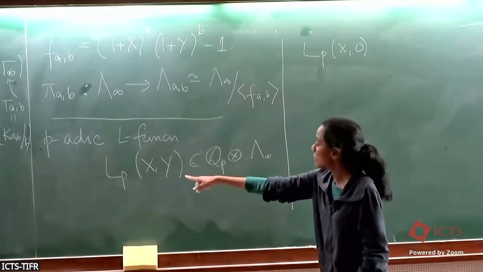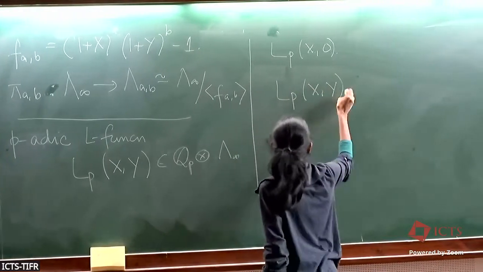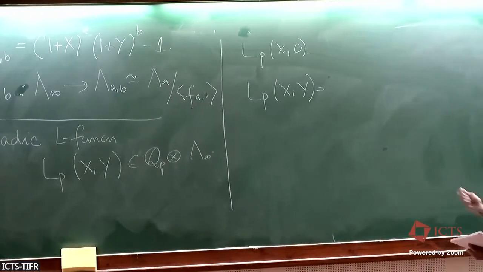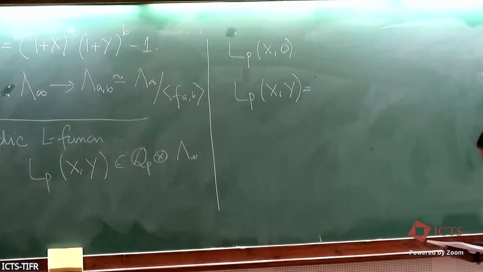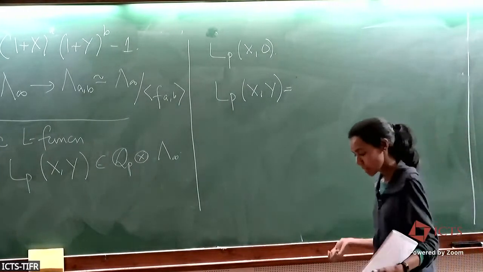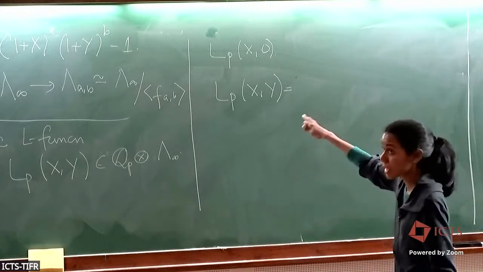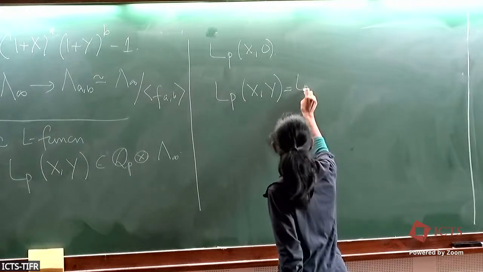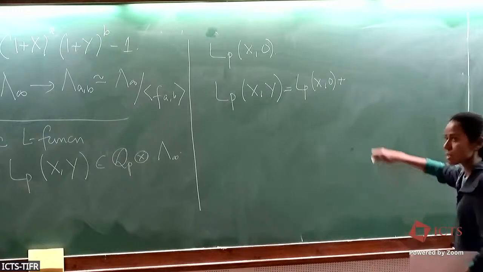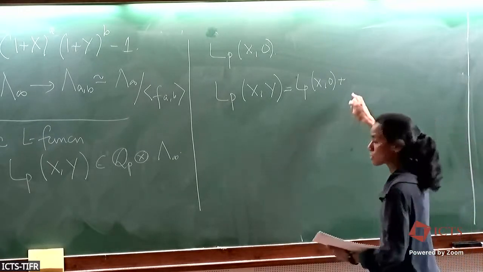So what I can do is write this p-adic L function in a new way. I'm just going to expand this as a power series in my variable y with coefficients in Q_p tensor Lambda anticyclotomic. So what am I doing? I'm just going to write this as L_p(x, 0). This is like going back to first year calculus of sorts, just in two variables.